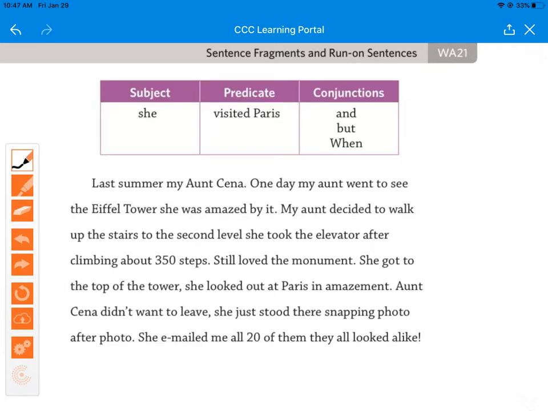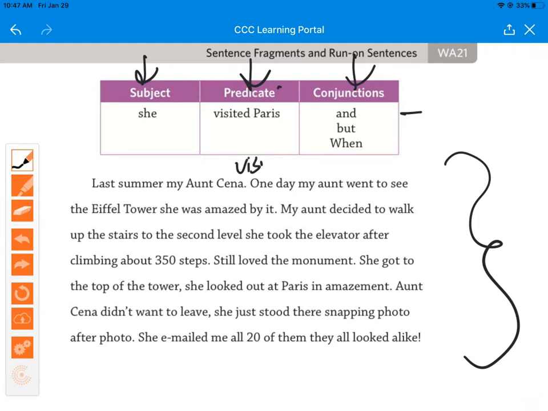For the last part, we are going to take this paragraph and we are going to either add a subject, a predicate, or conjunctions. The conjunctions, one or two, can be used more than once, but the subjects and predicates are only used once. So last summer, my Aunt Sina, one day my aunt went, ooh, that's missing a predicate. So does this make sense? Last summer, my Aunt Sina visited Paris.